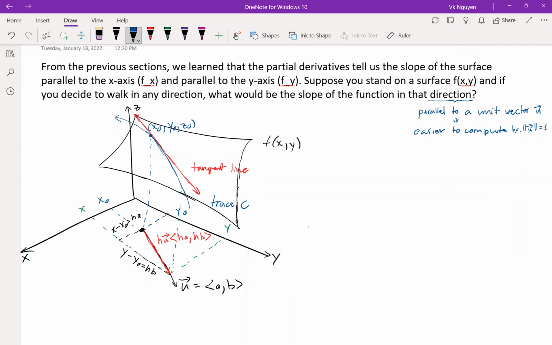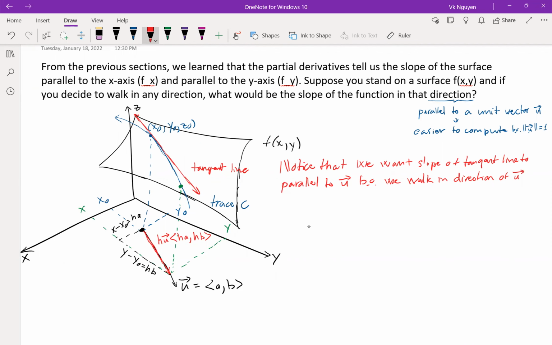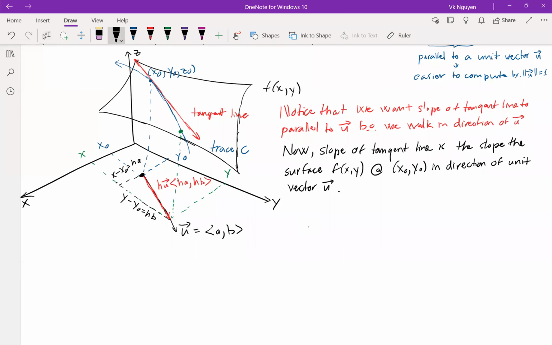I can pick a point right here. Slope of the tangent line. Well, it is parallel to the unit vector. Next step is, how do we find the slope of the tangent line? The slope of the tangent line will tell us the slope of the function in the direction of the unit vector here.